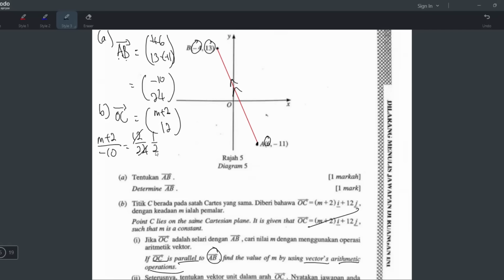12 and 24 cancel to become 1 over 2. So m plus 2, negative 10 multiplied by 1 over 2. Negative 10 times 1 over 2 is negative 5. And then minus 2, negative 7. Done, that's the answer. Right? This is the fast way, right?